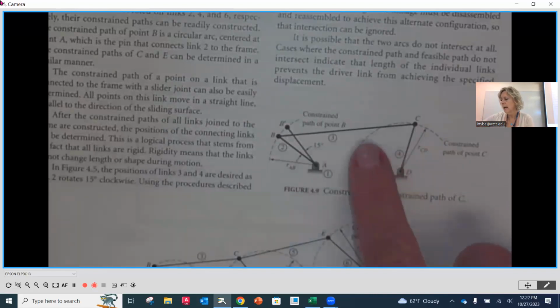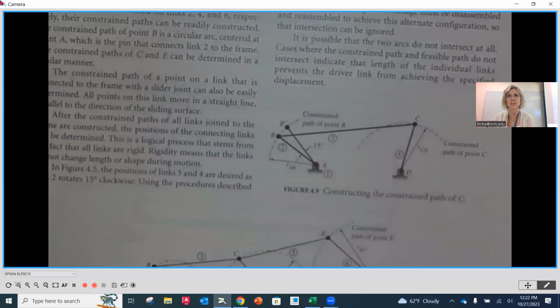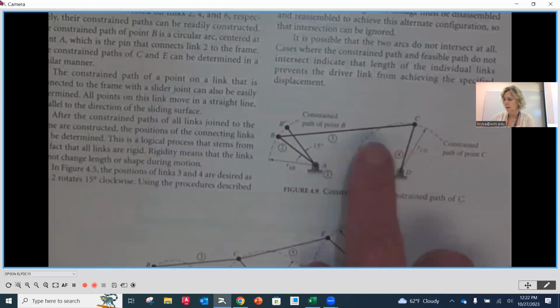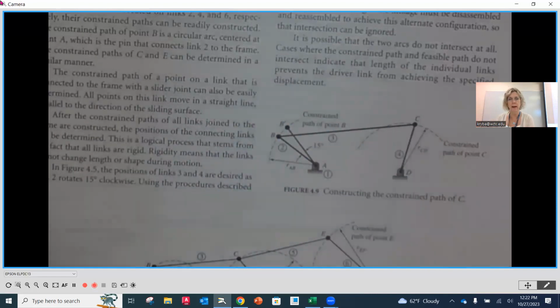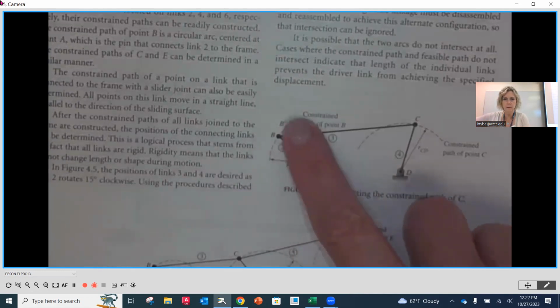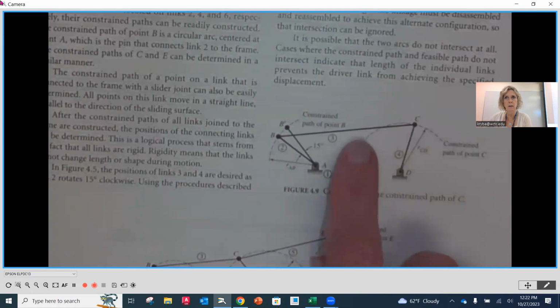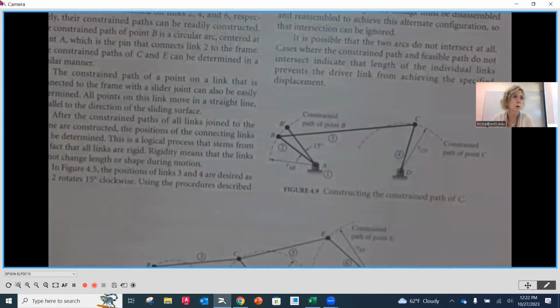So in CAD, we can create a circle with a radius equal to the length of that link, and then plot that path. As you can imagine, notice that they're using different line types. You can create layers with different line types and or colors in order to keep things straight. So this is the path that B goes along, and this is the path that C goes along. They can only move on those curves because of how they're constrained by rotating around points A and D.